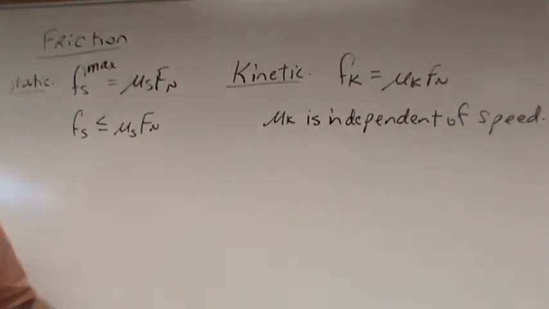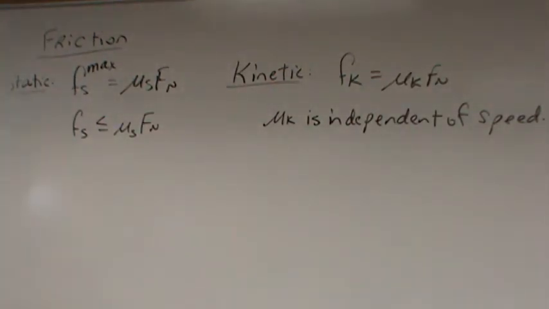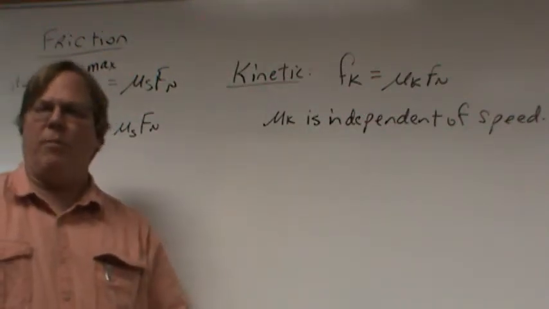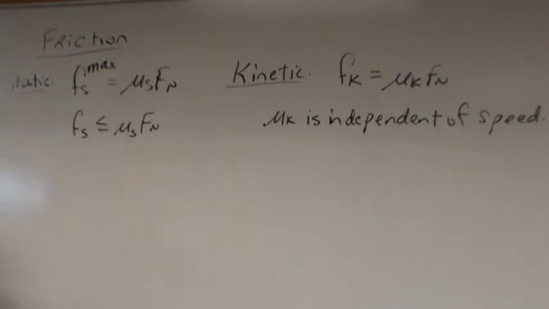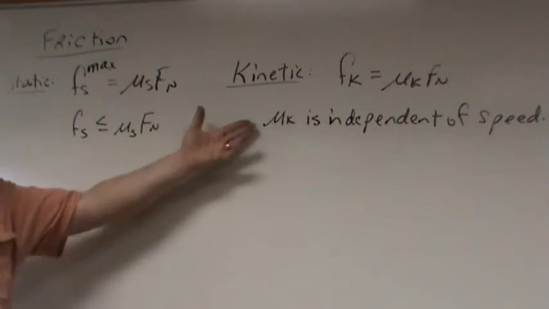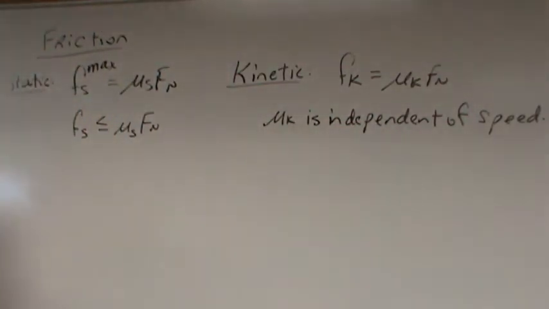At least that's going to be true for us little high school students. When you get higher up, you might find that mu sub k does depend on speed. Sometimes when you go really fast, the kinetic friction greatly increases because things get hotter, and as things get hotter, they tend to stick more. Or sometimes as the speed gets higher, the kinetic friction gets less because you start developing some sort of air bearing or fluid bearing between the thing going fast and the thing that's stationary. So who knows? But for us little high school students, we're going to say mu sub k is independent of speed.